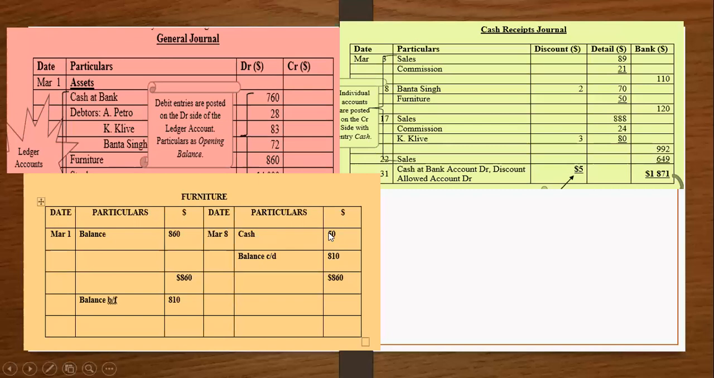Entries, credit. After that, you balance off. Total of debit 860, total of credit is 50. So 860 is greater, therefore 860 will be the total on the debit side as well as the credit side. Since the debit side is greater, balance brought forward. Credit side is lesser, balance carried down. After that, you calculate the difference. 860 minus 50 comes to 810. Right, that is the end of your ledger.